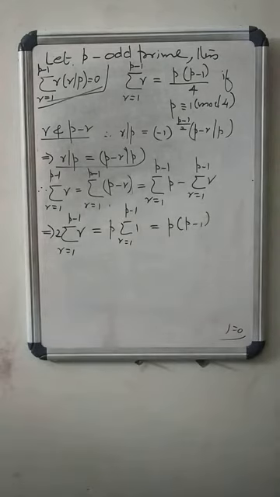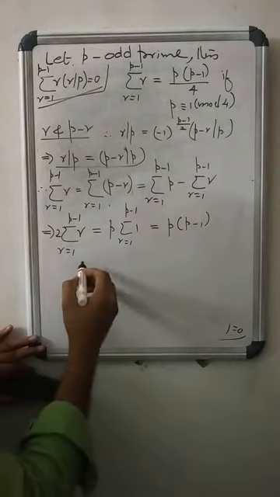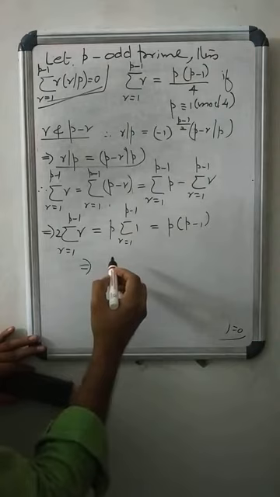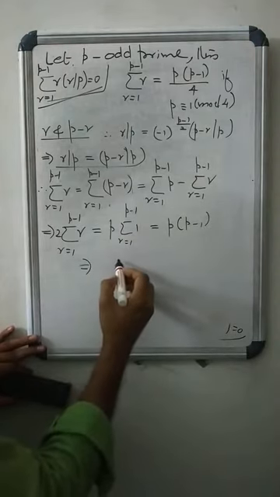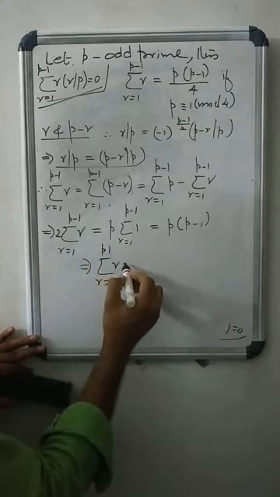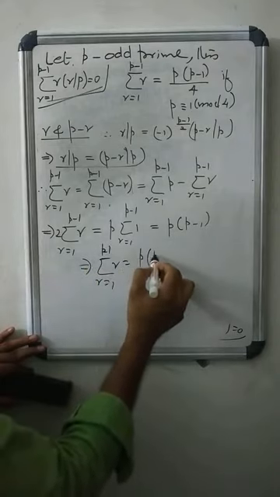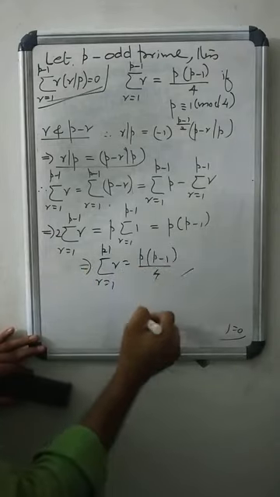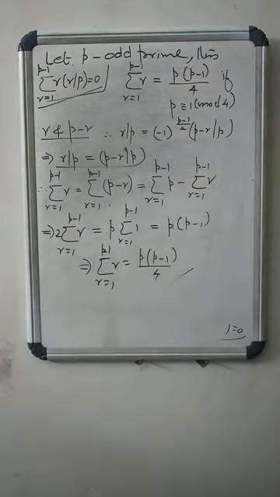So if p is congruent to 1 mod 4, sigma r ranges from 1 to p minus 1 of r equals p into p minus 1 by 4, by evaluating this one. Okay.